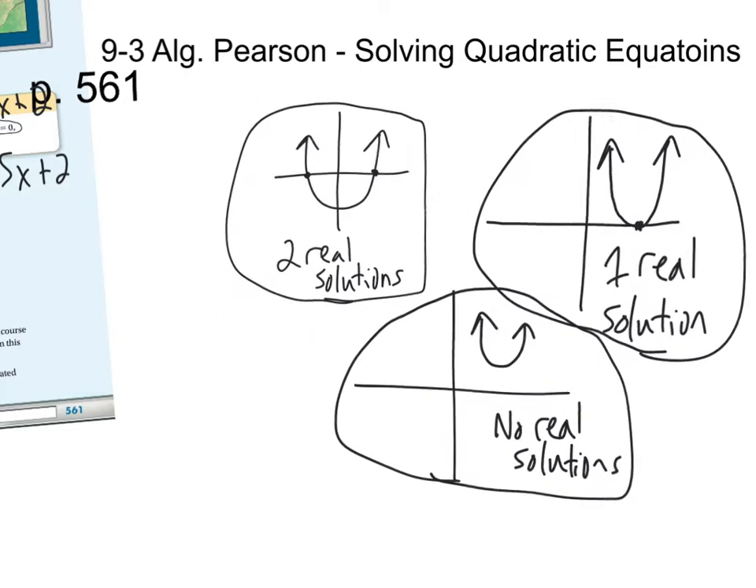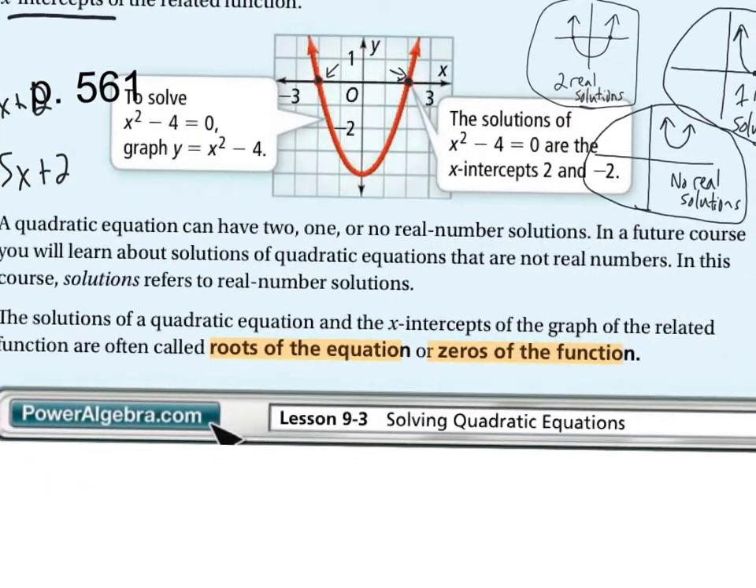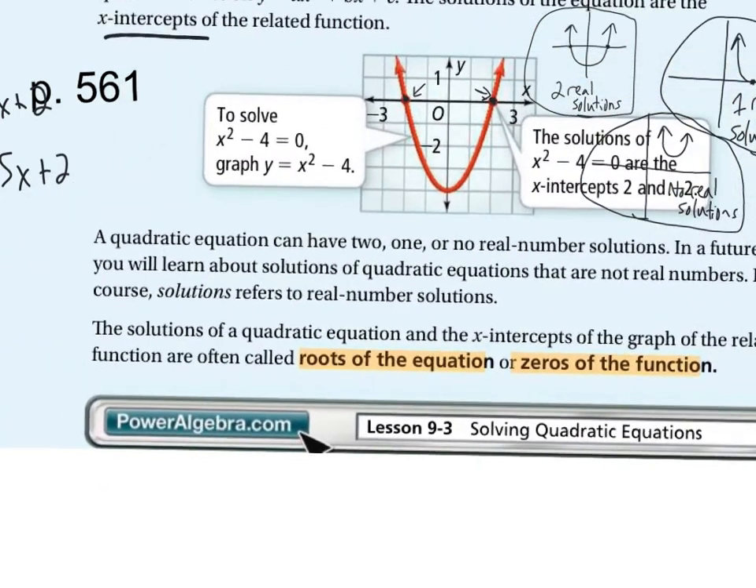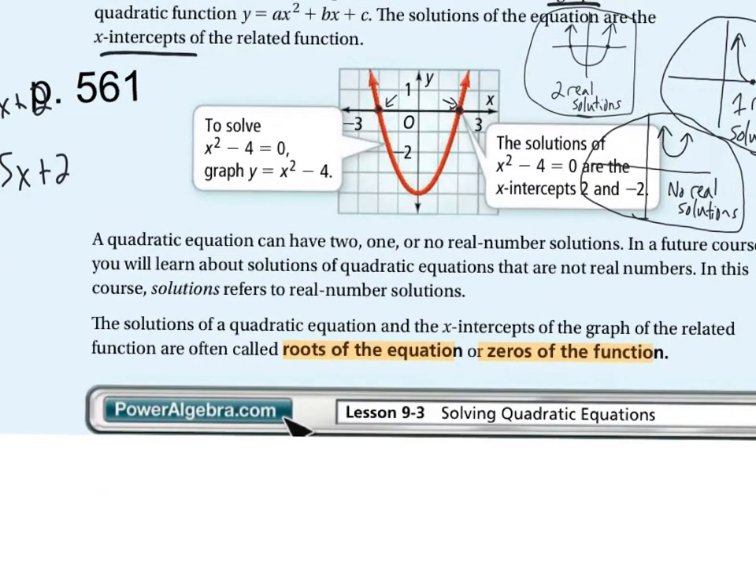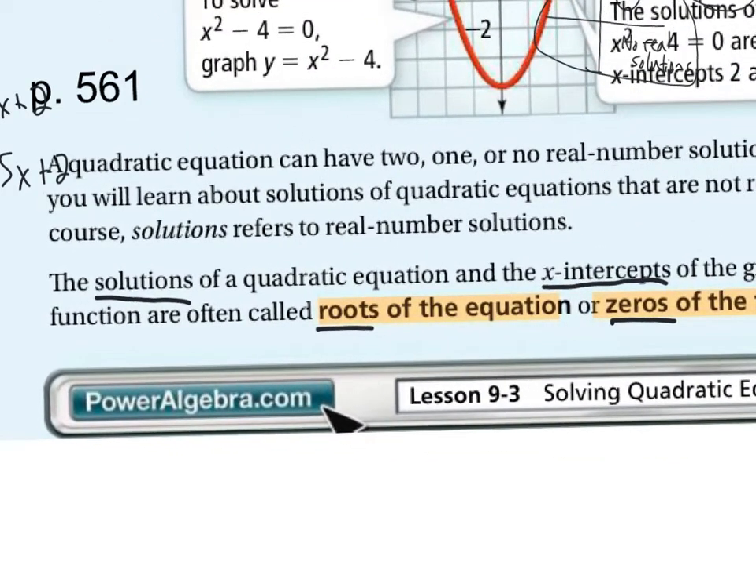If we go back and look in your book again, the bottom of the page talks about some different synonyms. We can use these interchangeably: solutions, x-intercepts, roots, and zeros of a function. All 4 of those can be used interchangeably. So if they ask what's the solution, or the x-intercept, or the root, or the zero, those basically all mean the same thing for these problems.